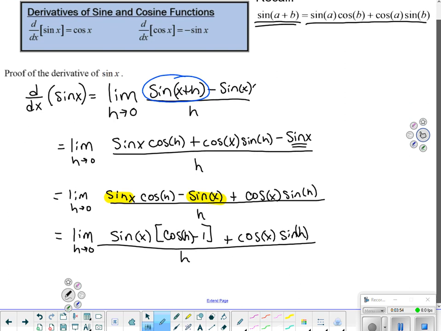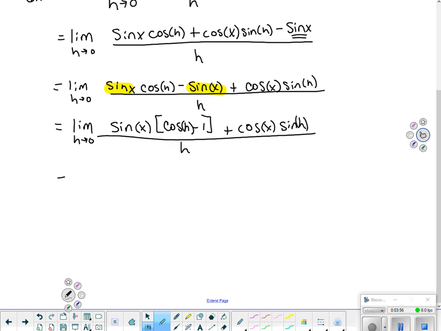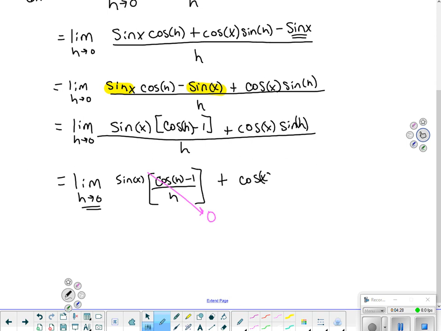Okay, so how is this helpful? You're like, yeah, we're doing a lot of fun stuff here, but how is it helpful? Well, take a different look at this cosine h minus 1 over h, and if h is going to 0, then it just so happens that this becomes 0. That was one of those special trig limits that we learned in chapter 1. Now I've got to complete my work here, and I've got cosine x sine of h over h.